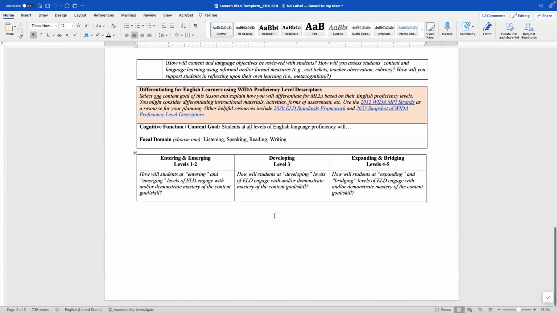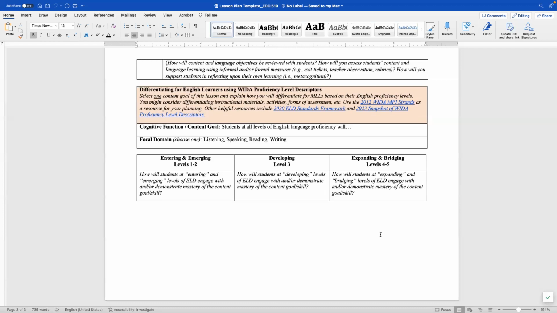For my students who are developing, I might ask them to do the same activity, but with full sentences. So write one sentence and sequence a diagram of a plant to explain the process of photosynthesis. And then for my students who are expanding and bridging, I might have them write a short paragraph using complete sentences that explains the process of photosynthesis using a labeled diagram of a plant to support their explanation.